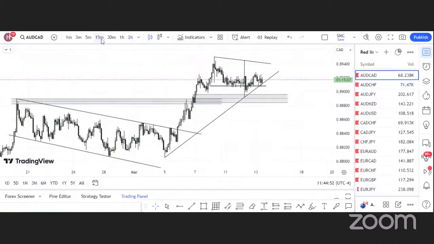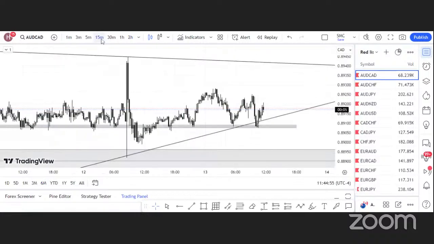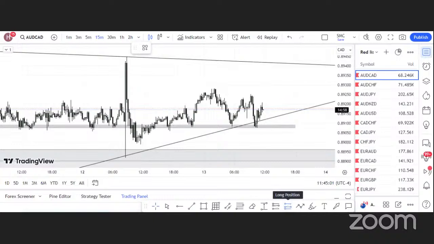This is the 2 hours time frame. Let's go to the lower time frame and see if we can get an entry here.